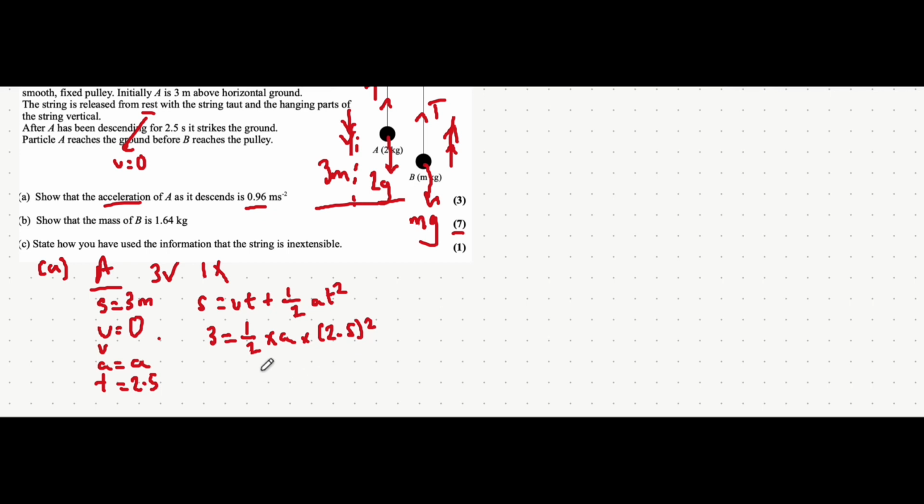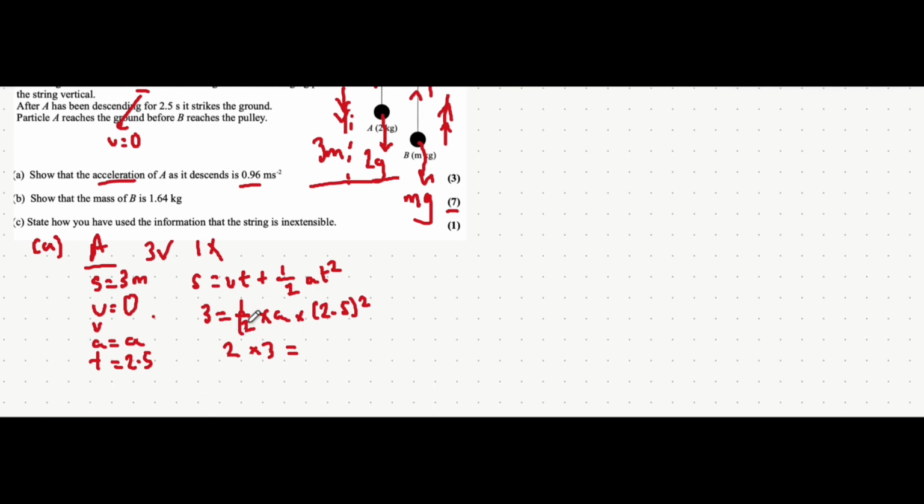From there, we just rearrange for a, so you can double both sides to get rid of the half. So 2 times 3 equals a times 2.5 squared, which is 6.25. Then divide both sides by 6.25, and that will give you the acceleration, which is equal to 0.96 meters per second squared. So that's part A done.